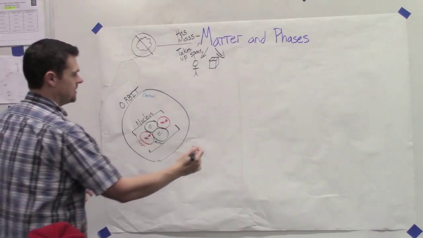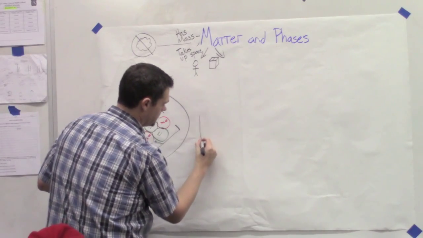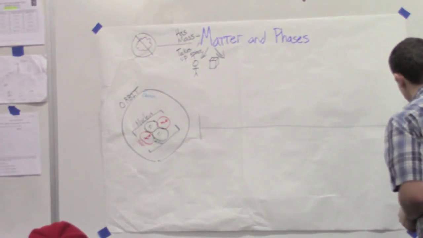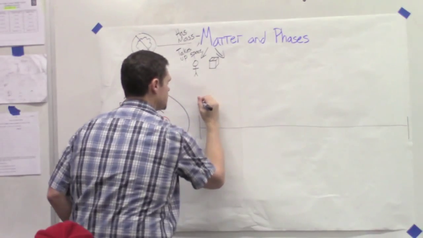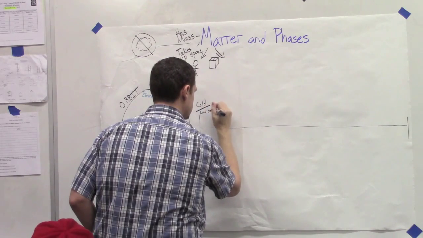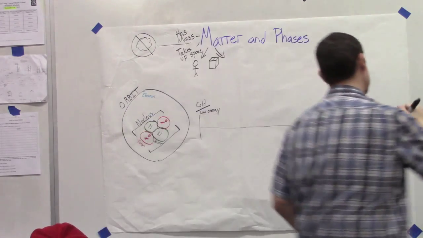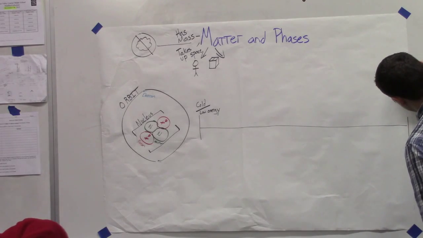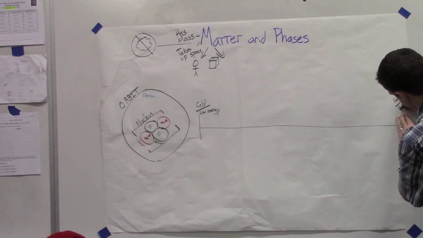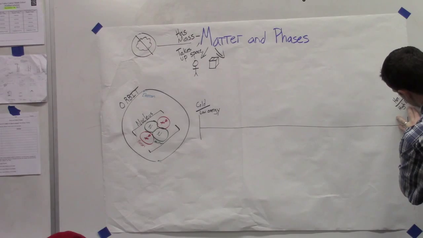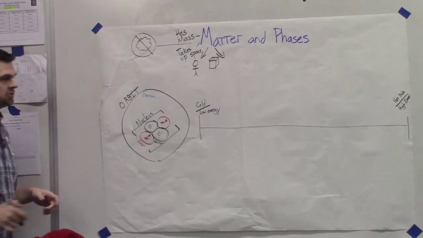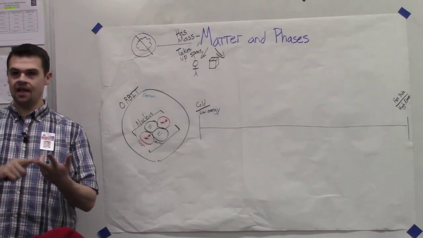Now, atoms change phases. So if we start here at the cold end, or low energy, and we go all the way up here to high energy, or hot. So this is the cold side, or low energy, and this side is the hot side, or the high energy side. There are four main phases that all molecules and atoms go through: solid, liquid, gas, and plasma.